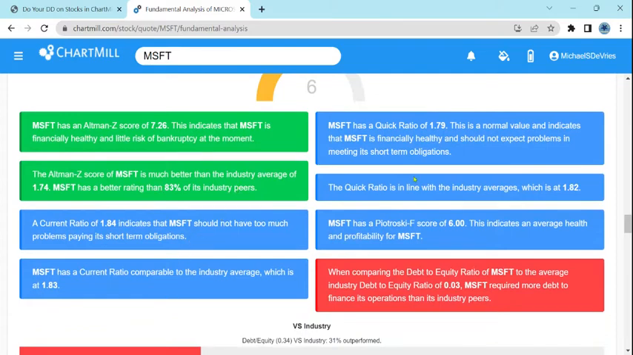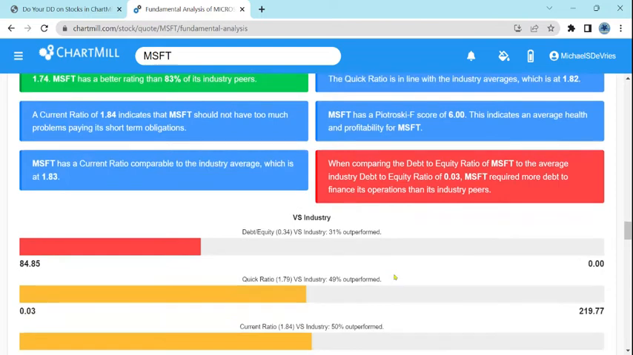Then we have average categories, and then we have, what is the downside? What's the risk area? And in this case, we're saying debt to equity. Microsoft is a little above industry average, required more debt to finance its operations than its industry peers. So again, very quick and easy to see the positives and negatives, and then get an explanation of why that is and what does that mean.